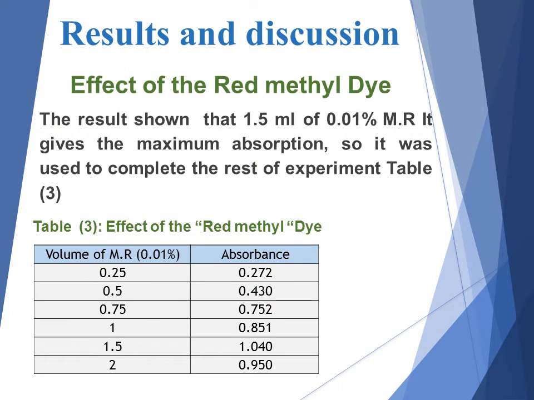Effect of the methyl red dye. The result shows that 1.5 ml of 0.01% methyl red gives the maximum absorption, so it was used to complete the rest of the experiment. Table 3, effect of the methyl red dye.